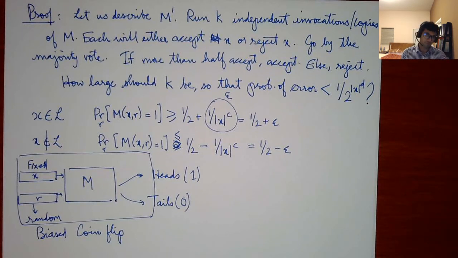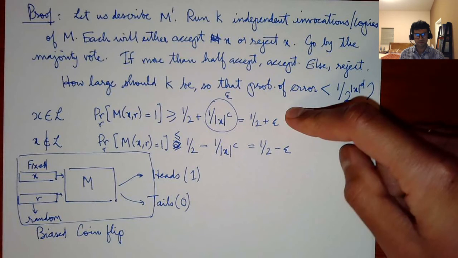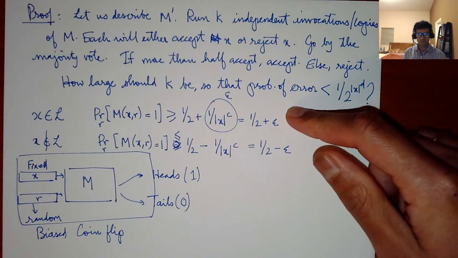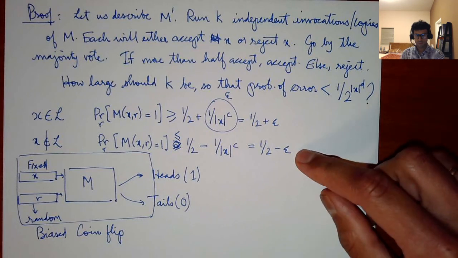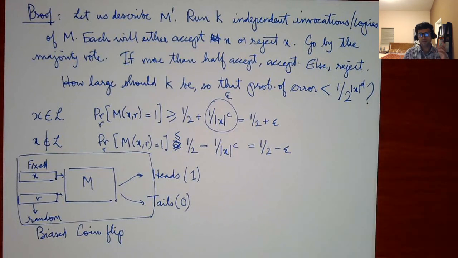So what are you going to do? You're just going to flip the coin many times. And if you see more heads than tails, you say it's more likely to be in the first case because the probability of heads is more. And if you see more tails than heads, then you'll go with the opposite. How many coin flips do you need to do to be confident of your answer?